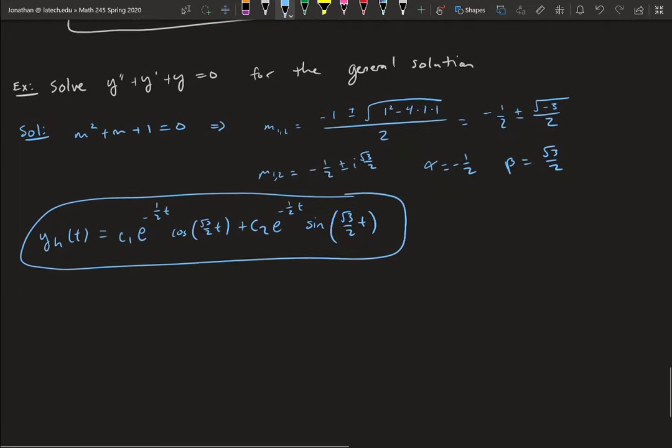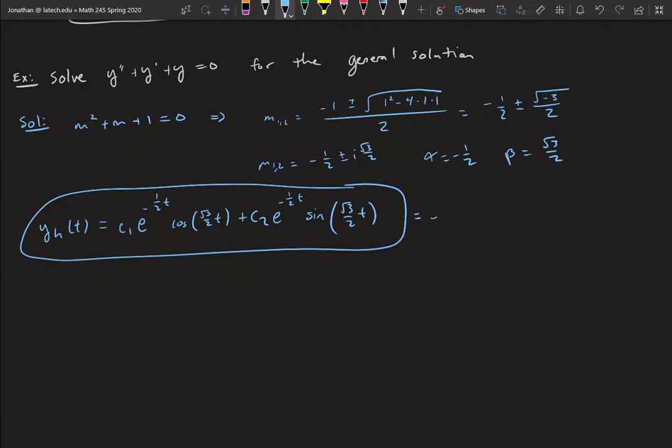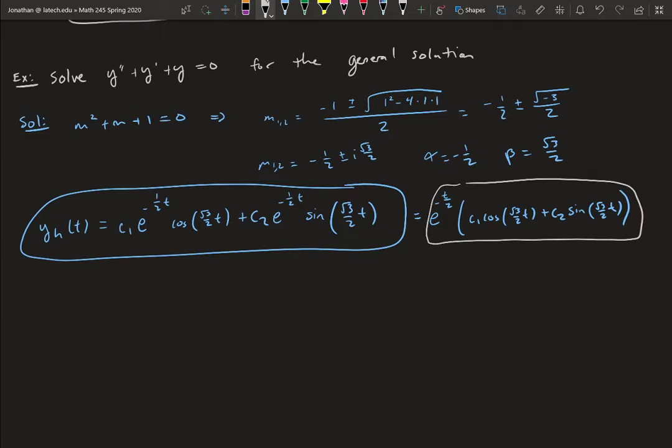Probably a better way to write that is to factor out the e to the negative t over 2 and leave it as c1 cosine square root of 3 over 2 t plus c2 sine square root of 3 over 2 t. That'll make it easier when we're actually plugging in our initial conditions, but we don't have any for this problem. But if we did, this would make it much easier.